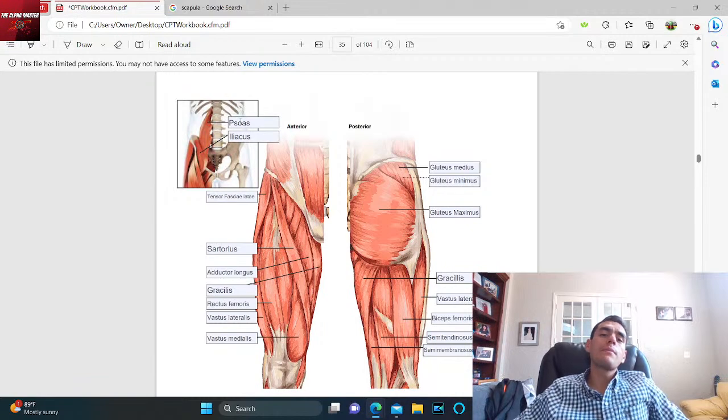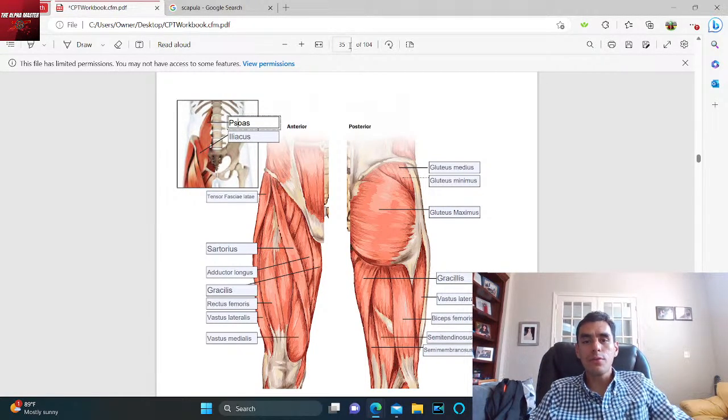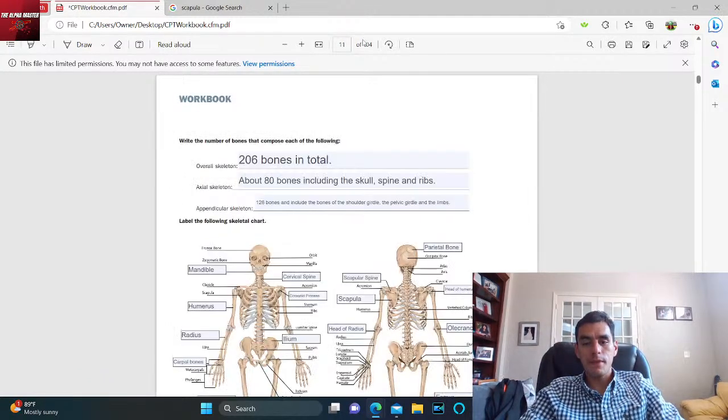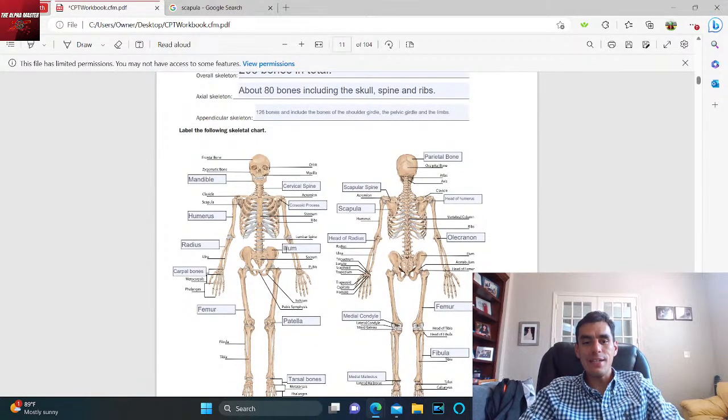The psoas is going to be mostly connected near your lumbar spine. The psoas is going to be the upper portion of your hips. It's going to be the psoas muscle, really internal, and then the iliacus is a little bit more superficial. Psoas and iliacus are part of your hip muscles, near the ilium and the lumbar spine, right here.